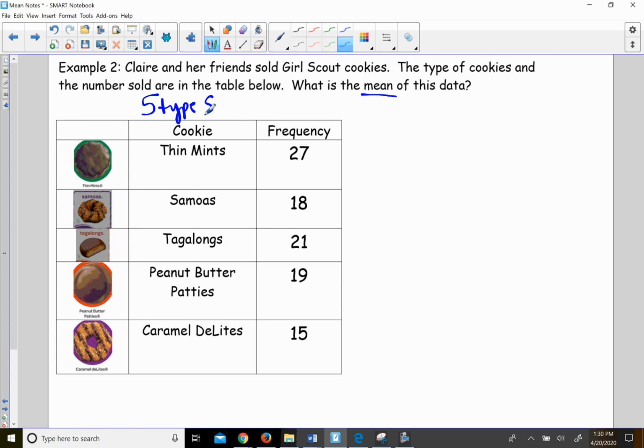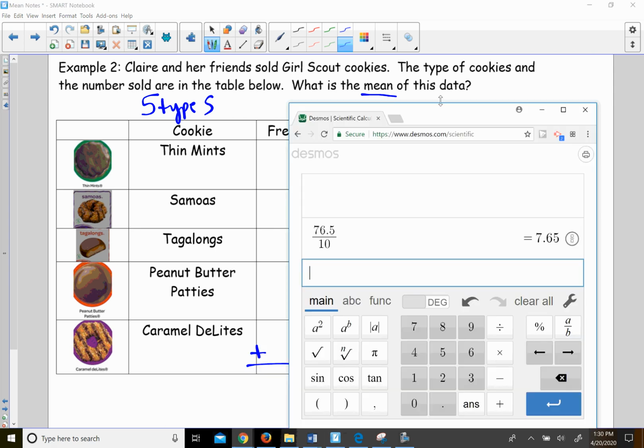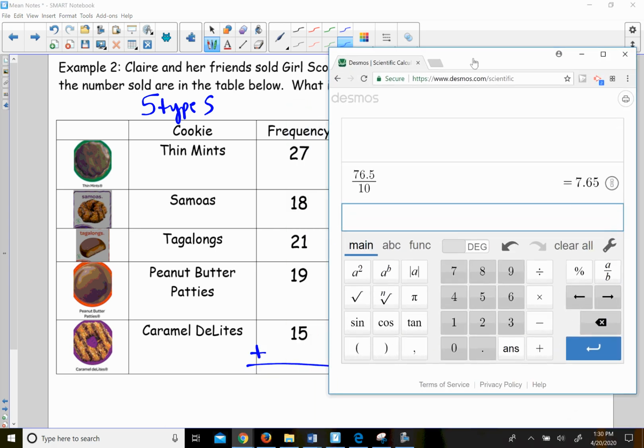How many cookies did they sell? Well, the mean is to add them all up and then divide by the 5 different types of cookies. So let's add these up. If I add up all those numbers, what do we get? I'm just going to move my calculator so we can all see the numbers. I'm going to take 27, add to that 18, add 21 to that, 19, and then 15. Looks like they sold 100 cookies.